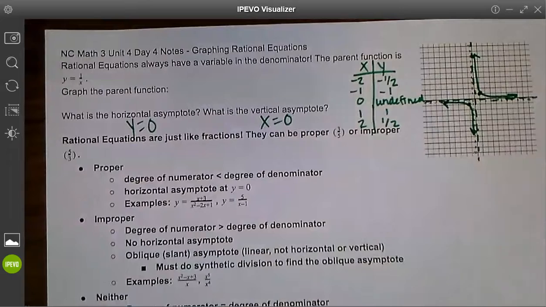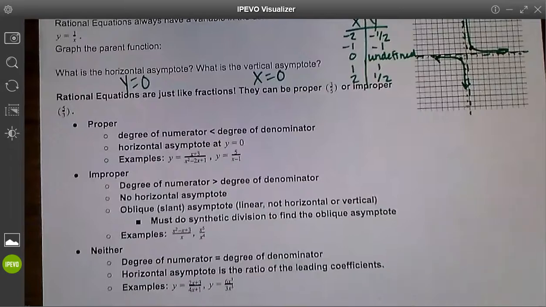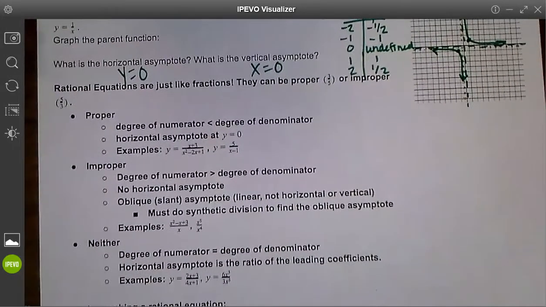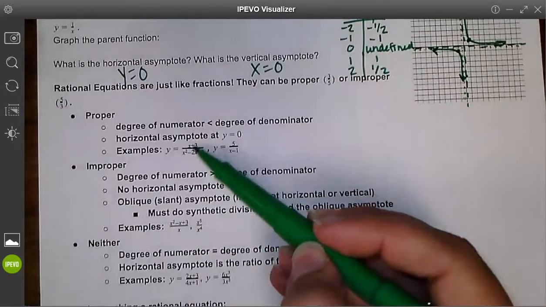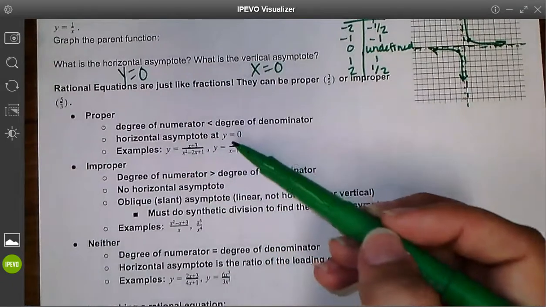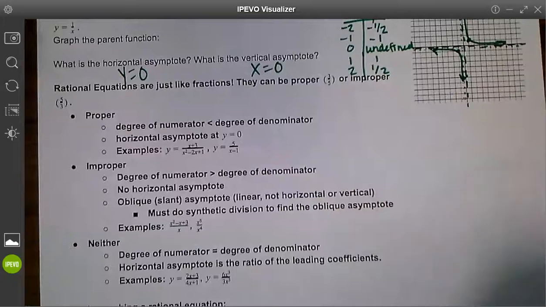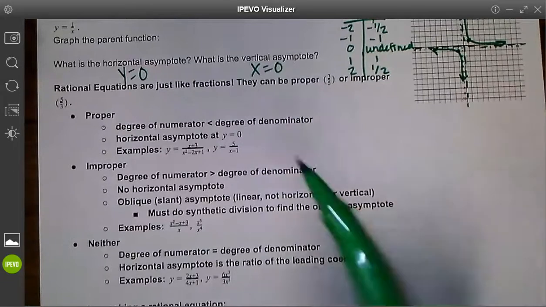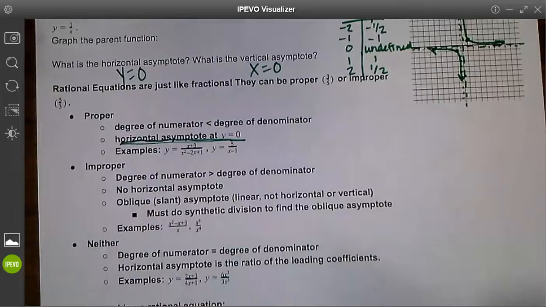Rational equations are just like fractions. They can be proper, improper, or neither. So this is going to be huge when it comes to graphing variations of rational equations. If it is proper, then that means the degree of the numerator is less than the degree of the denominator. So you have x over x squared. You can have other things too, but you're just looking at your leading terms. Or you have 1, which would be x to the 0 over x to the first. Or x squared over x to the fourth, something like that. Those are proper. That means you have a horizontal asymptote at y equals 0 always for proper functions.